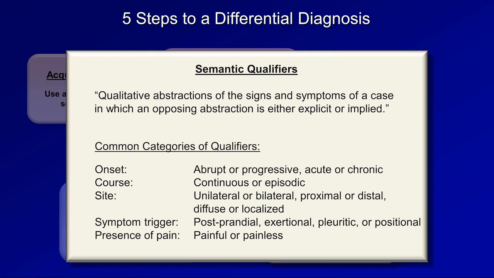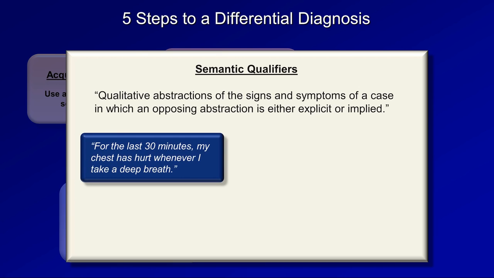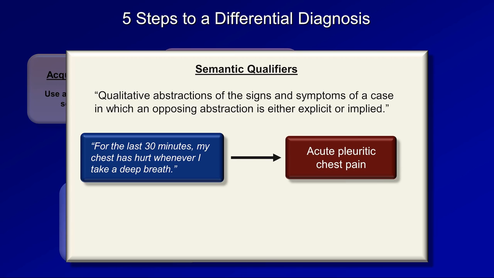The use of semantic qualifiers when reframing a patient's symptom is thought to aid in accessing chunks of information stored in the clinician's memory and is associated with a higher likelihood of arriving at the correct diagnosis. Let's look at some examples of how to use semantic qualifiers to reframe symptoms. Imagine a patient in the ER states, "For the last 30 minutes, my chest hurts whenever I take a deep breath." We would reframe this as acute pleuritic chest pain.